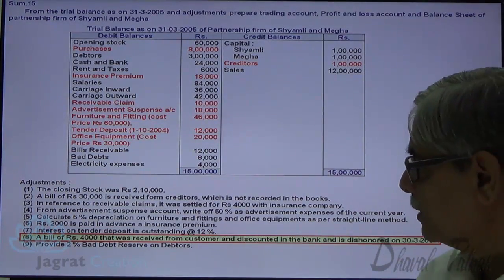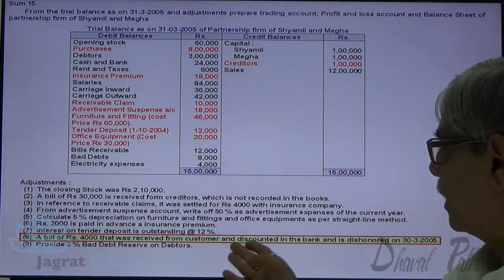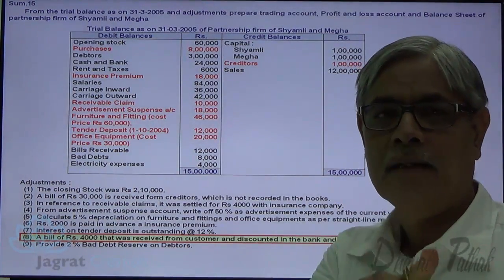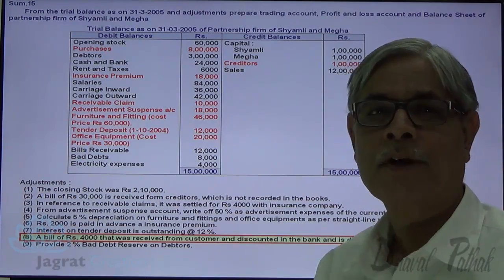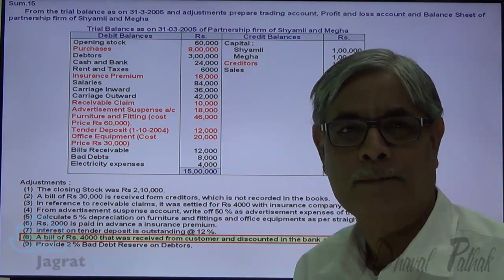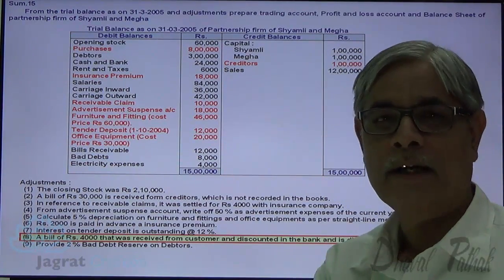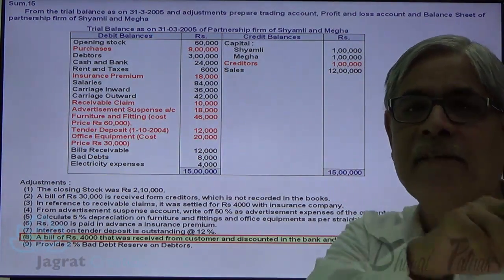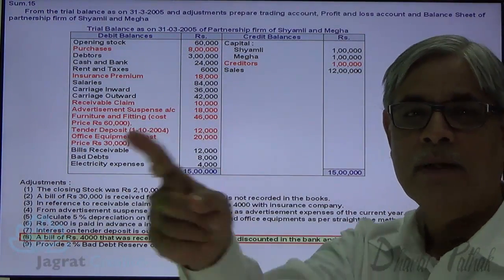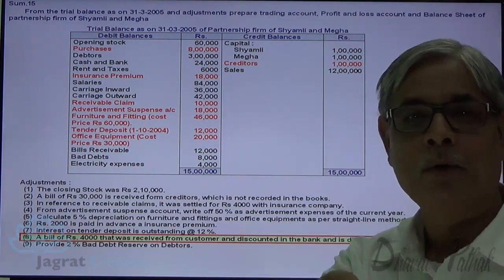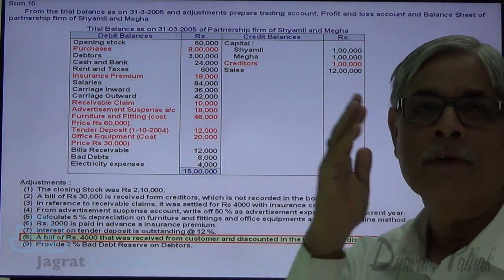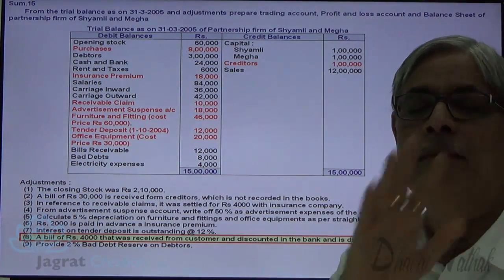Bill of 4,000 received from a customer and discounted with the bank dishonored. When the discounted bill is dishonored, what happens? We are required to pay to the bank on behalf of the customer who has given us the acceptance. The bank went to the customer for recovery of the bill receivable. Customer refused payment. We are required to pay that amount to the bank on behalf of the customer because we have discounted the bill with the bank.